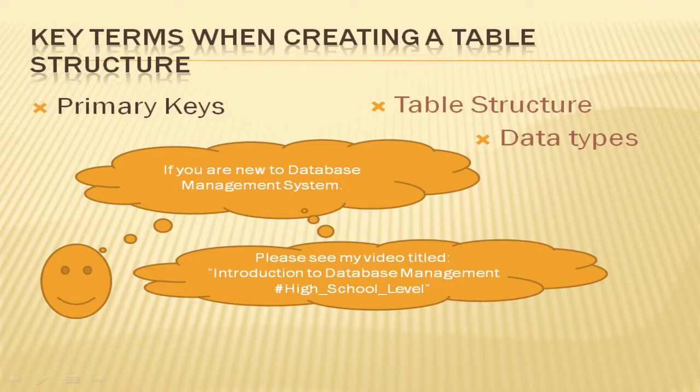Alright, so by now you should know that a table structure is a plan that shows the name, data type, and field size of fields in a table. So let me repeat. A table structure is a plan that shows the name, data type, and field size of fields in a table. So basically, one would draw the table structure or table schema before creating the actual table, right?